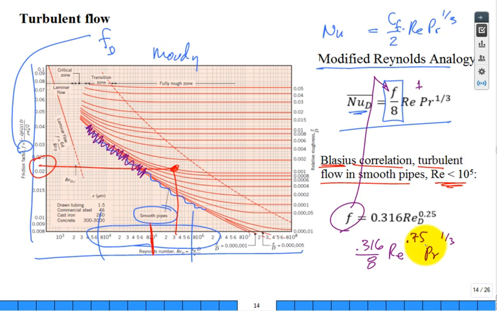Do me a favor. Do you have a calculator? I'll do it too. 0.316 divided by 8. What is that number? 0.0395 Reynolds to the 0.75 Prandtl to the 1/3. That's your Nusselt number. That's a pretty good correlation. But this is where some students may get confused, because one person does this, one person does that, they publish a paper, they publish another paper, and before you know it, you have so many correlations your head is spinning, and you're saying, which one's better, which one's better?